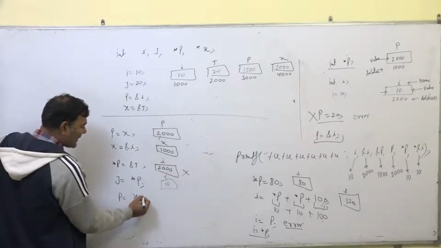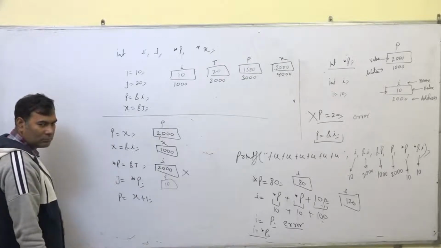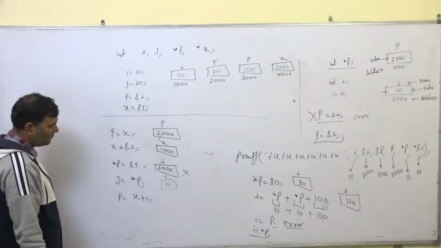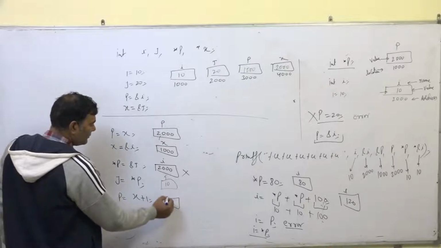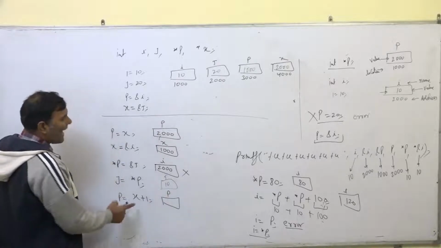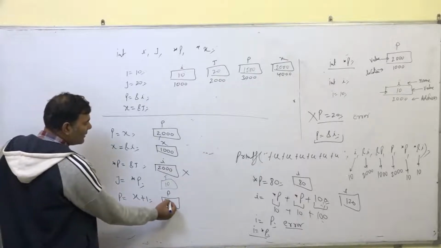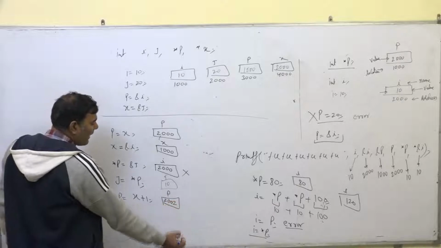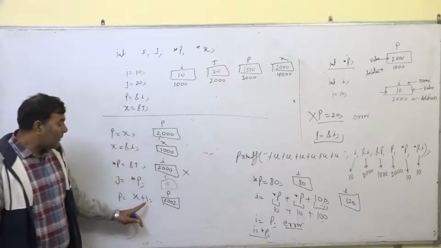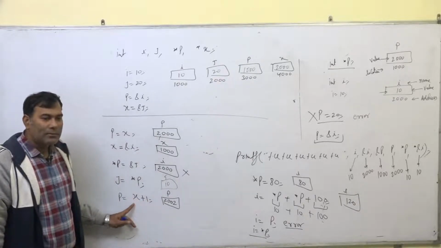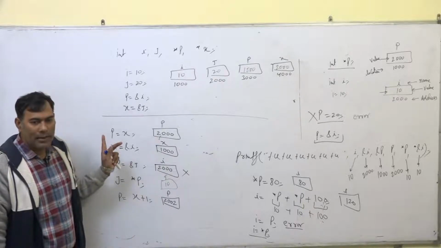P equal to x plus 1. In P, x is what? 2000. That is an address plus 1. It becomes 2000, sometimes 2, sometimes 4. Plus 1 means what? It multiplies with the size of the data type of x. X is what? Integer. X is an integer.